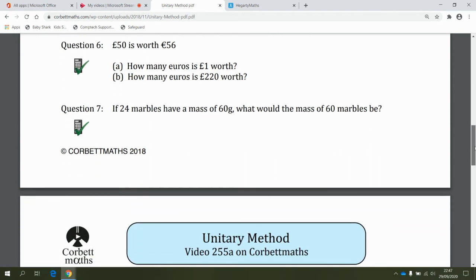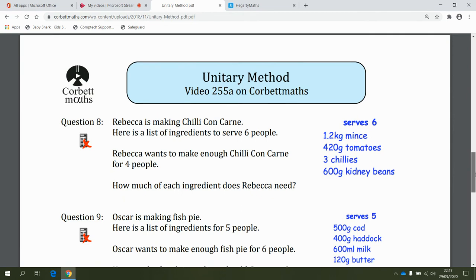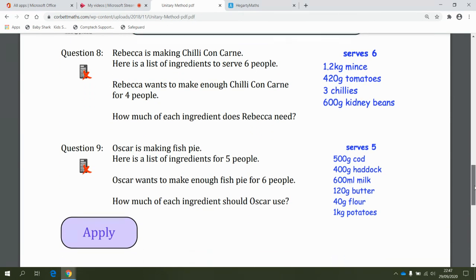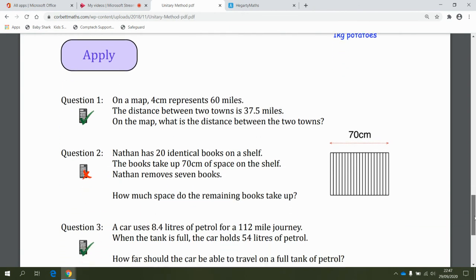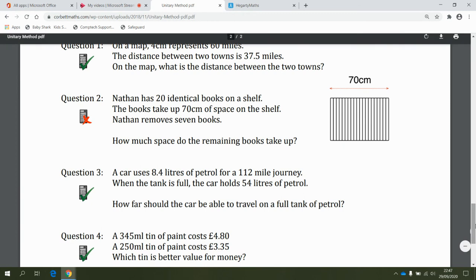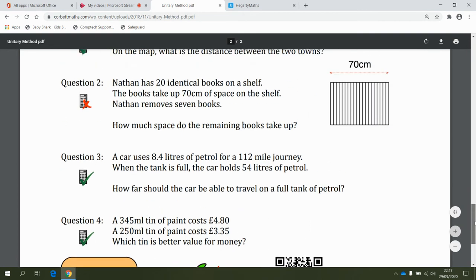Okay, so there's lots of questions there for you to be having a look at. Again, this will be on Show My Homework, so please look at that very carefully. And then we've got some more things, some more wordy questions, some problem solving that is going to be similar to the type of questions that you will get in your exam.